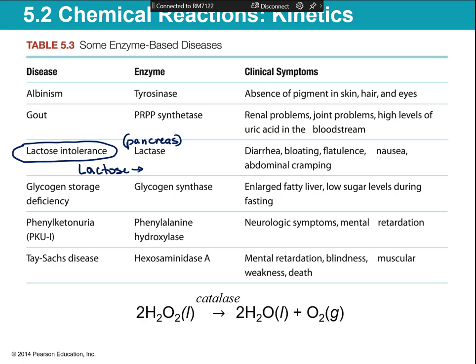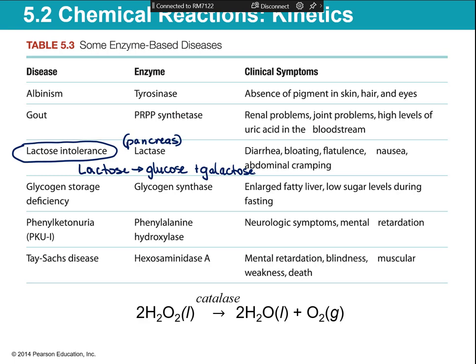This lactose is what they call a disaccharide. It's only two sugars linked by a little bond. And what this enzyme does is it breaks it. So it takes lactose and splits it into glucose and galactose. And these two sugars are small enough that they get absorbed.